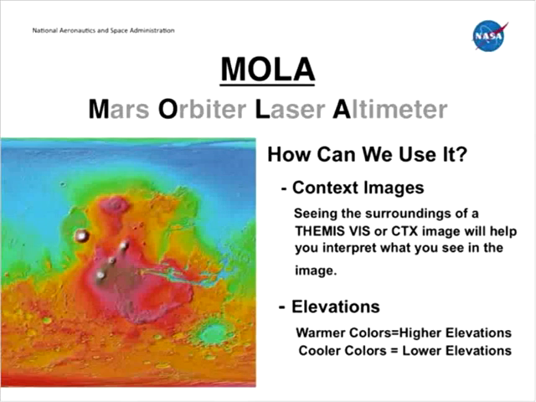We can also use this map to determine qualitatively what elevations we're looking at. So in this map, warmer colors, things like red, orange, and even white, those are really high elevations, the highest points on Mars. The cooler colors, the light blues, dark blues, purples, those are lower elevations. So it gives you a sense of the topography on Mars and the general elevations of the areas that you might be studying.